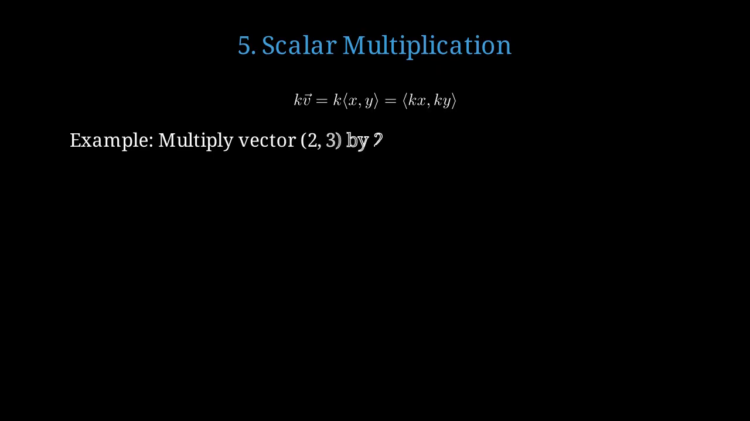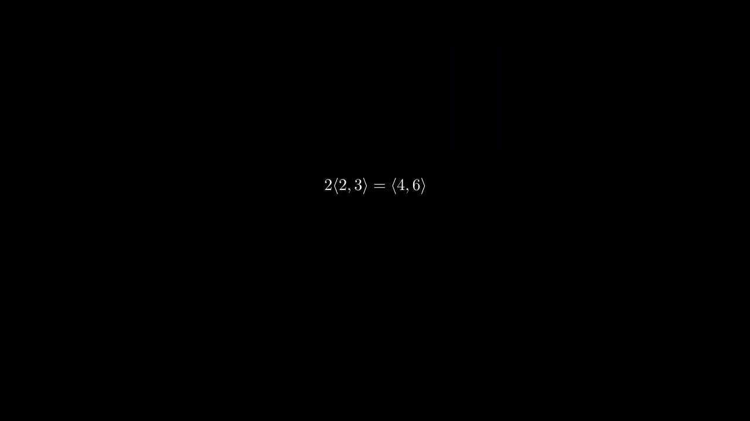Multiplying a vector by a scalar changes its magnitude but keeps the same direction. When we multiply a vector by a scalar k, we multiply each component by k. Let's multiply the vector 2, 3 by the scalar 2. We get 2 times 2 equals 4, and 2 times 3 equals 6, giving us the vector 4, 6. Notice how multiplying by 2 doubles the length but keeps the same direction.